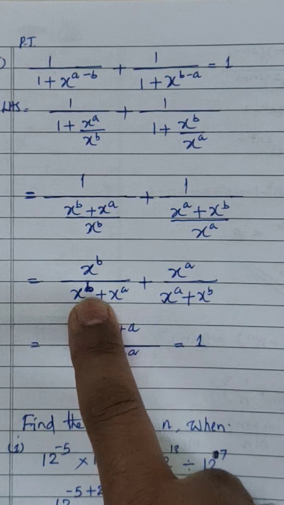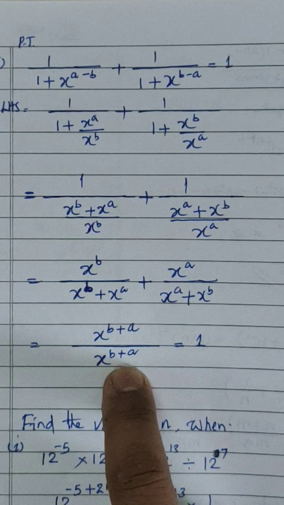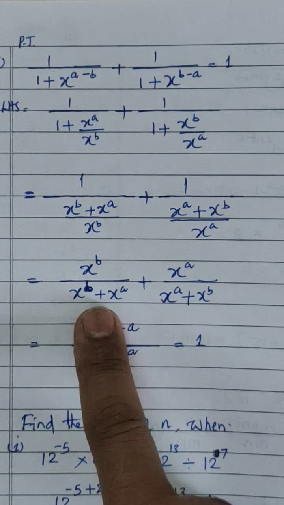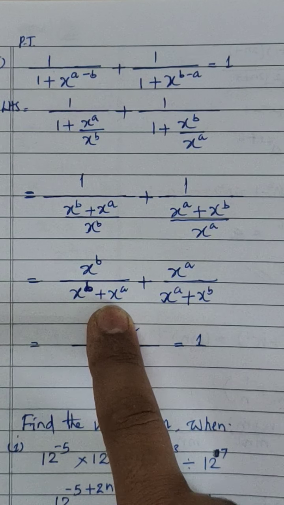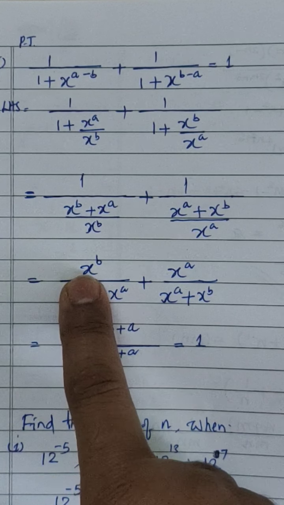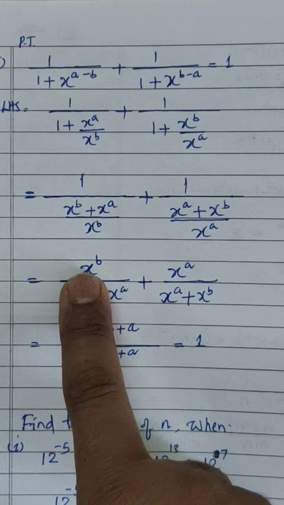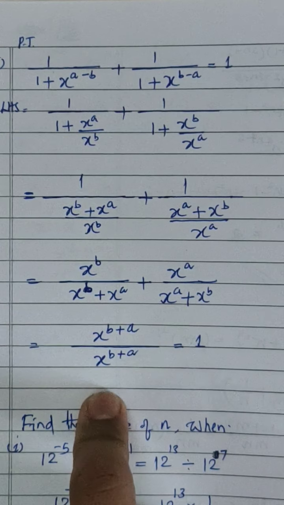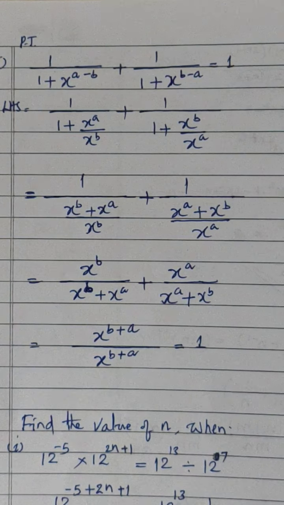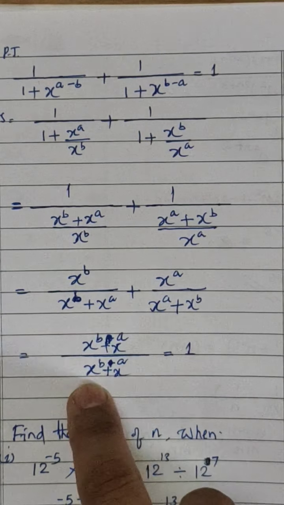So now when we take the LCM for this, both are same. X to the power of b plus x to the power of a we will get. So that will become x to the power of b plus a. In the numerator we have x to the power of b into x to the power of a, that will become x to the power of b plus a, that will get cancelled. So we can take the LCM as x to the power of b plus x to the power of a.